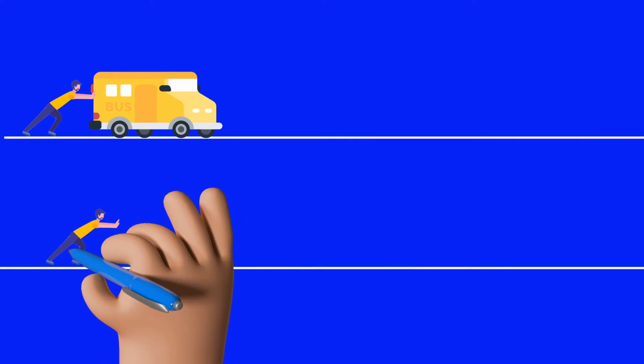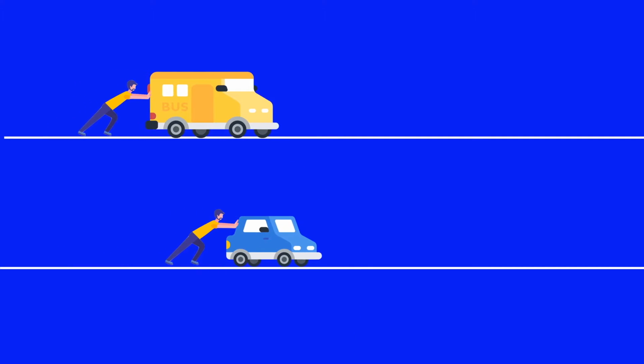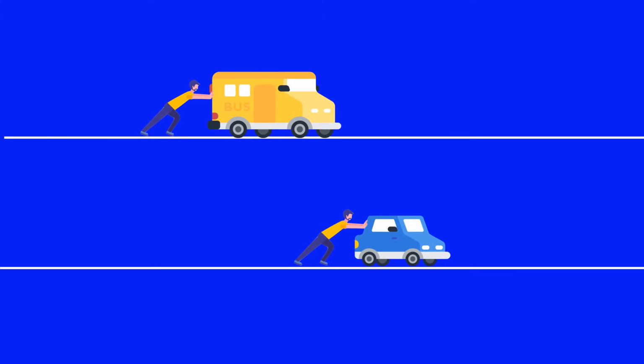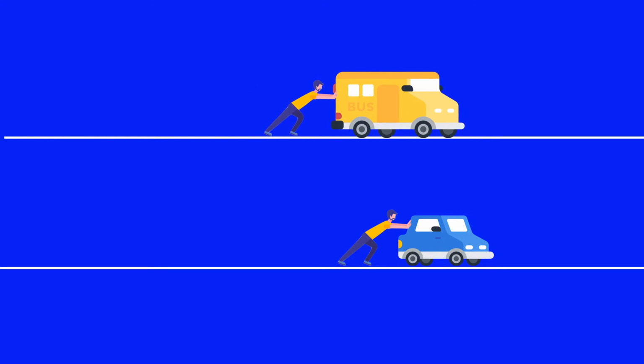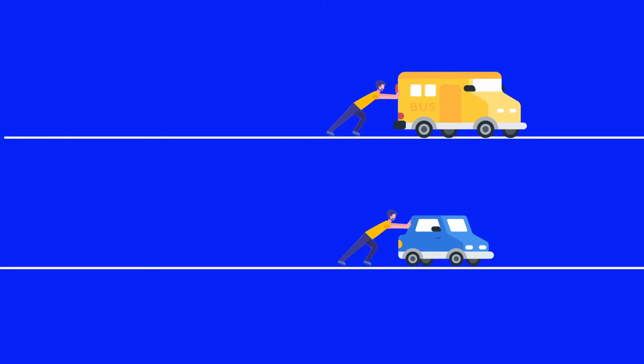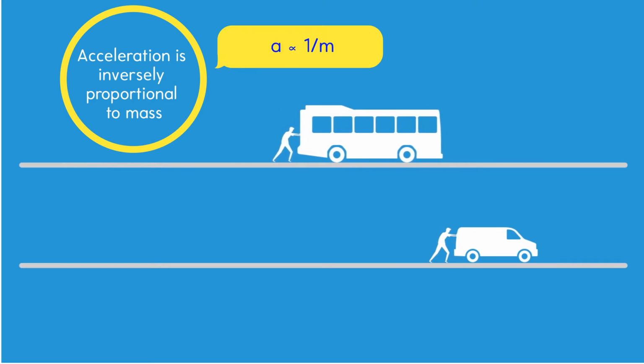Consider two objects, a bus and a car. For a given net force, which one will accelerate more? We know it's the car because the car has a lower mass than the bus. Therefore, the greater the mass of an object, the lower the acceleration, and the lesser the mass of an object, the greater the acceleration. Therefore, the acceleration is inversely proportional to the mass of the object.